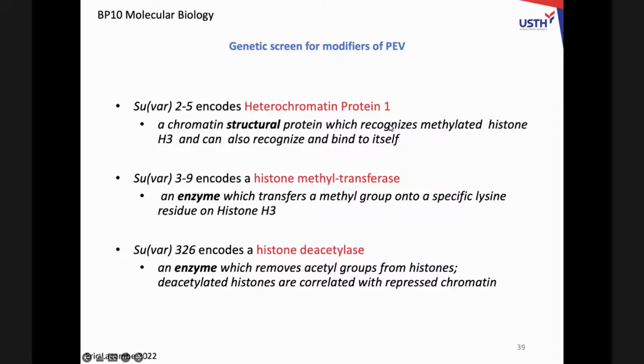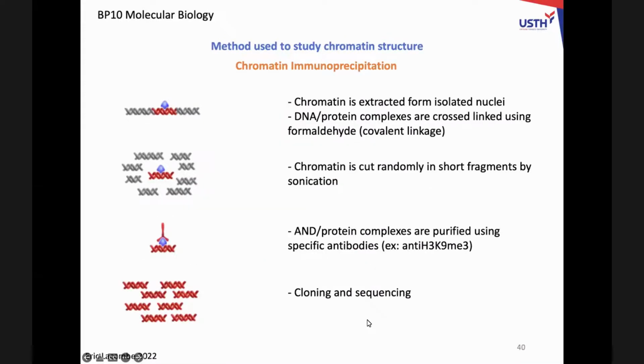So to go on, this is how they managed to identify that it was actually proteins or enzymes that were responsible for the compaction or decompaction of the chromatin. So I prepared just two slides now. We have almost finished on chromatin.